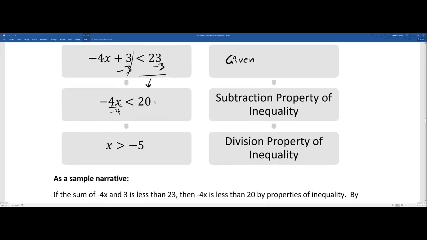But remember, how to get rid of a multiplying negative 4? Divide by a negative 4. And what you do to one side, do to the other. So that's division property of equality, which is stated right here. And you get the symbol to change. So again, this was our little special condition that happens to our inequality symbol. So x is greater than negative 5.